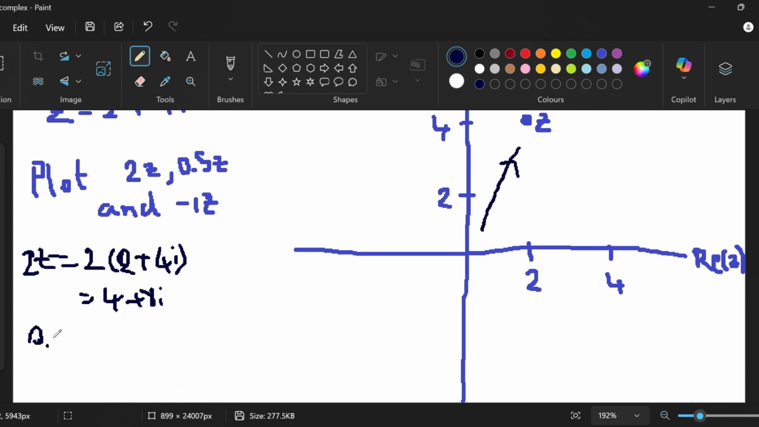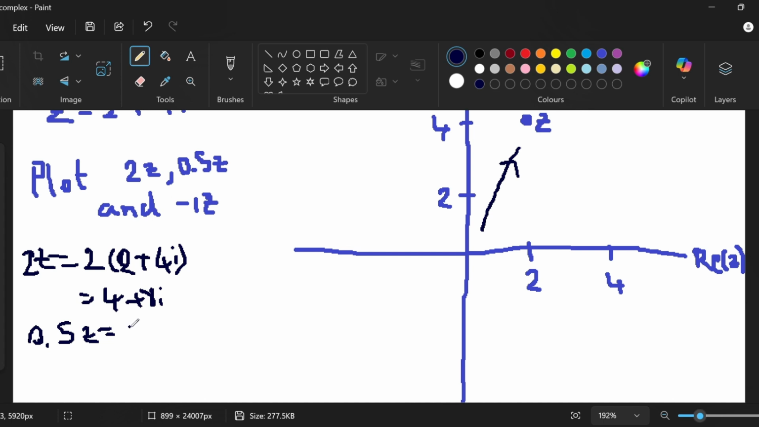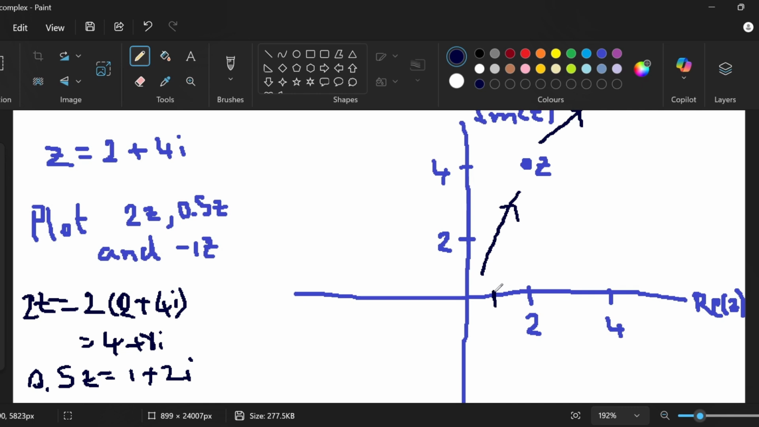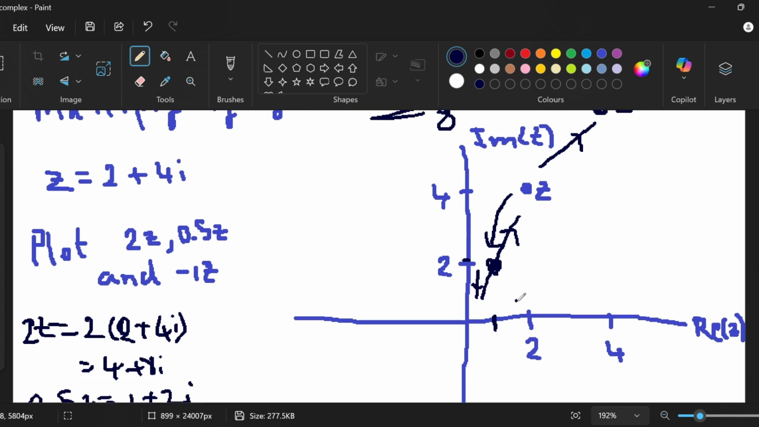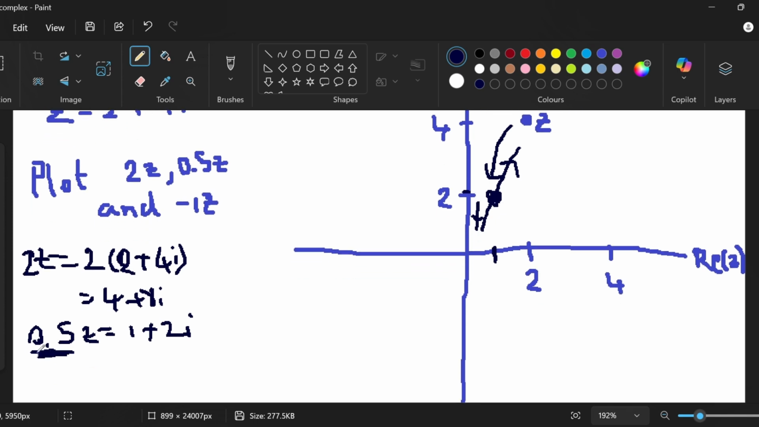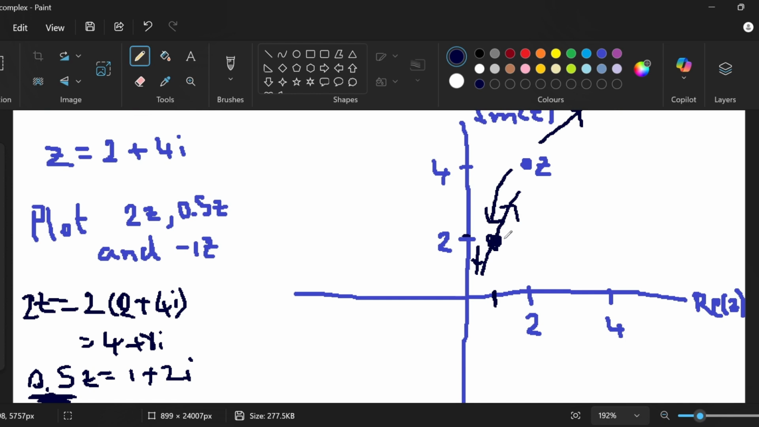So 1/2 of z is going to be half of 2 plus half of 4i. It's going to be 1 plus 2i. And again, if I plot this result, I'm going to get 1 and 2, and it's going to be about here. And now z has translated in towards the origin by a factor of whatever this real number I'm multiplying by is here. So it's moved in by a half towards the origin.